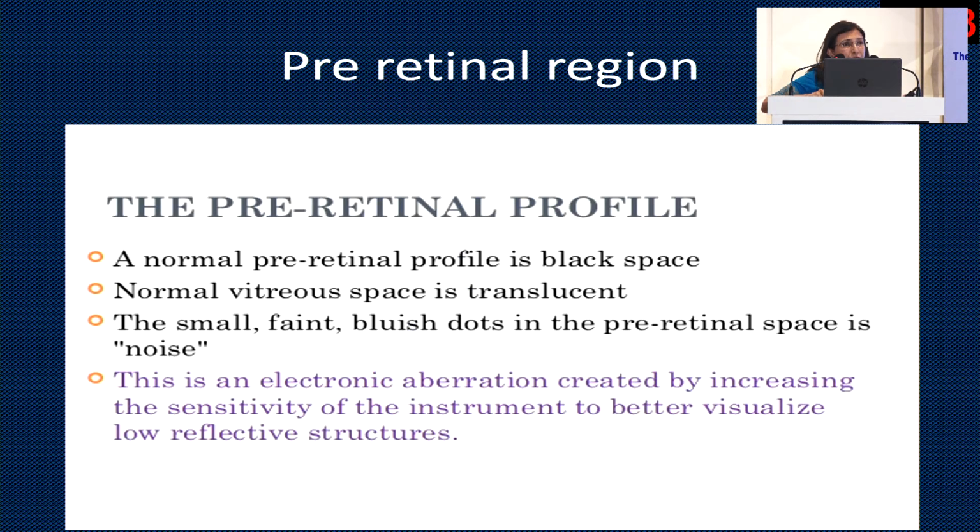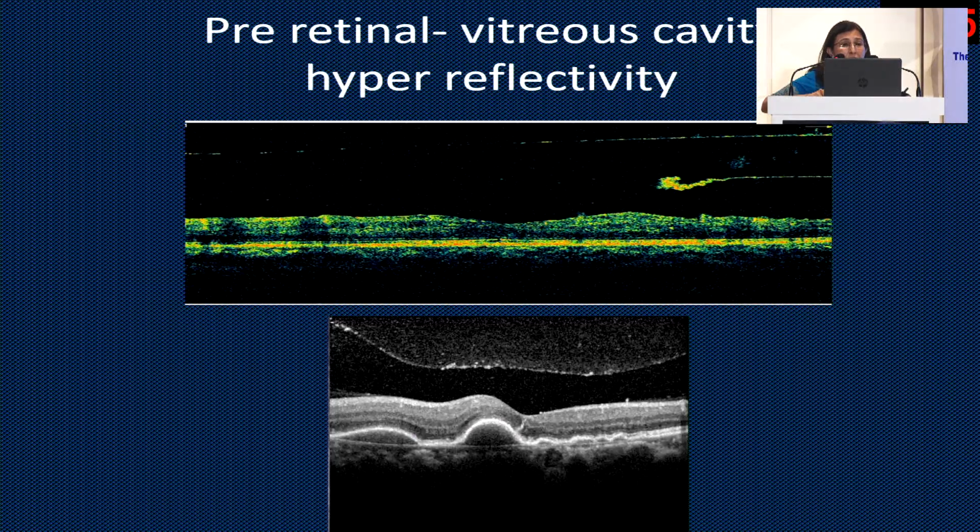So coming to the first, the pre-retinal region, this is vitreous, which is not reflective at all, so it's black. But you may sometimes see some kind of reflectivity. Now here you see this membrane, which can be a PVD, or a thick membrane, which can be an epiretinal membrane. Sometimes you may see this kind of diffuse hyperreflectivity, which can be due to a vitreous hemorrhage or any exudate in the vitreous.